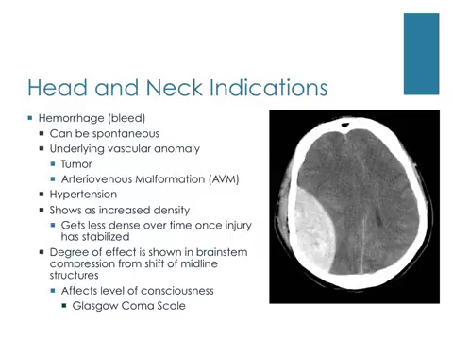The degree of effect caused by a hematoma is shown in the amount of brainstem compression from the shift of the midline. So here's the midline, right down the middle of the brain. If this bleed has caused this midline right here to shift, then it is a higher degree of effect. It affects levels of consciousness and is measured by the Glasgow Coma Scale. And this scale ranges from 3 to 15, with a normal score being 15. And obviously, the worst score being a 3.